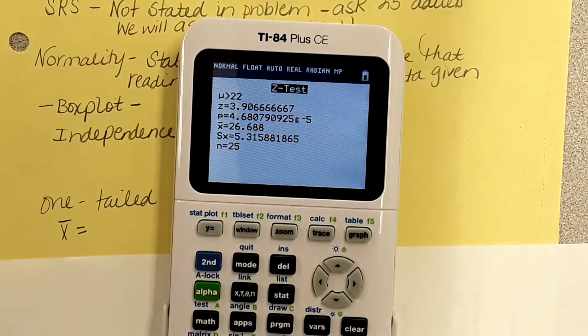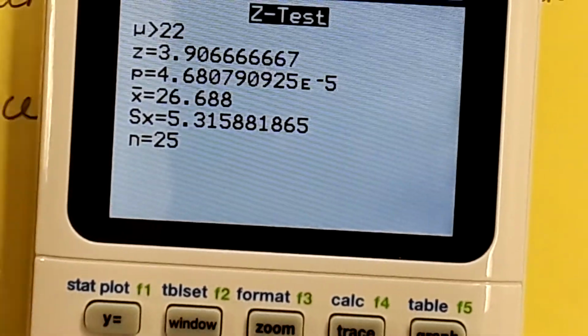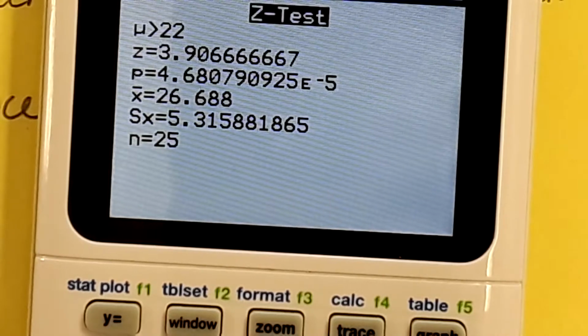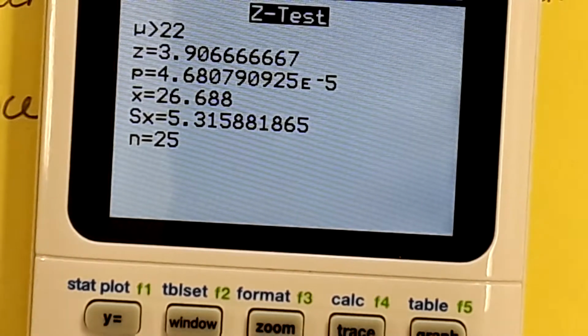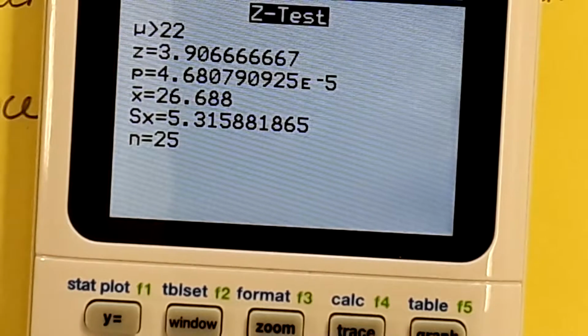Now, here is something you guys need to remember. Do you see your p-value? It says 4.680790. That is not your p-value. Your p-value actually has 4 zeros in front of that 4. Your calculator put it in scientific notation. I'm going to tell you, you will lose a point.